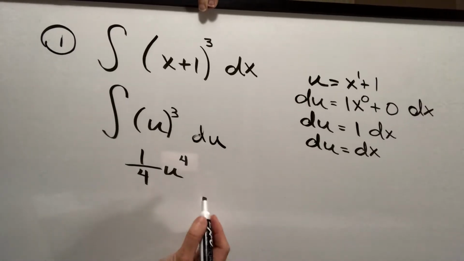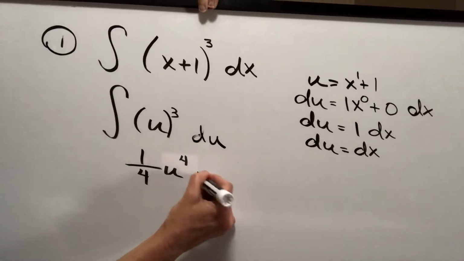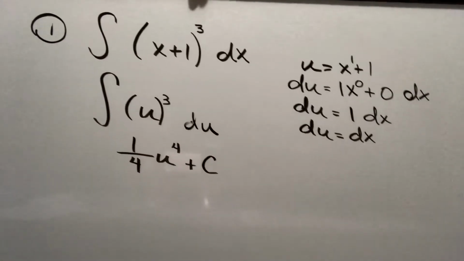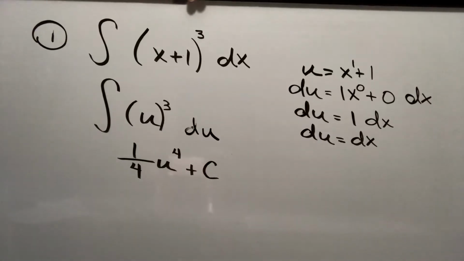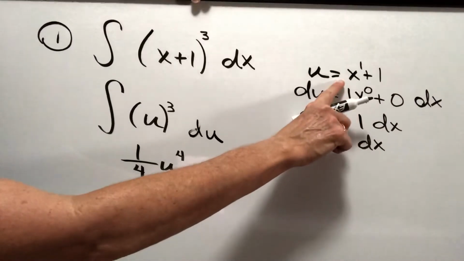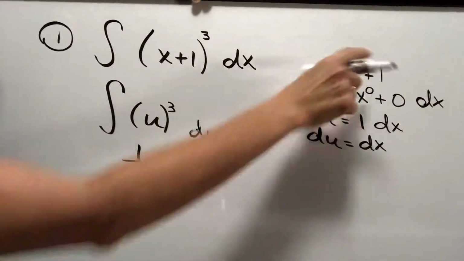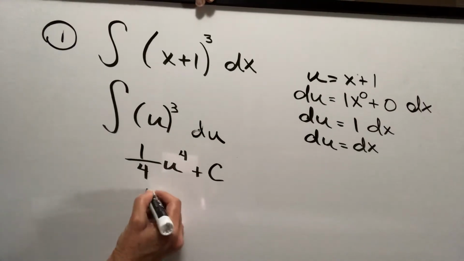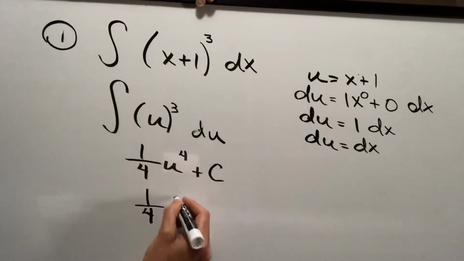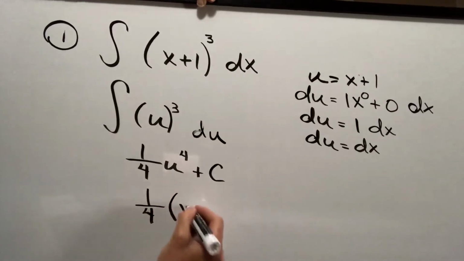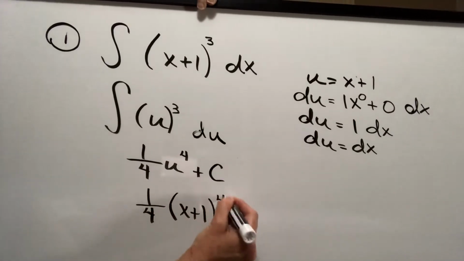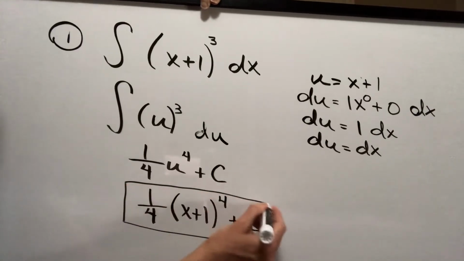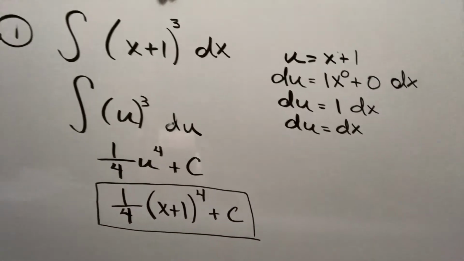And then remember, in each case you put plus c for any constant. Okay, at the very end, what you will do is go back to whatever you set u equal to up here. You don't need the 1, and that would be x plus 1, and you would plug that back in for u. So it would be 1/4 times x plus 1 to the 4th plus c. And this would be your answer for number 1.